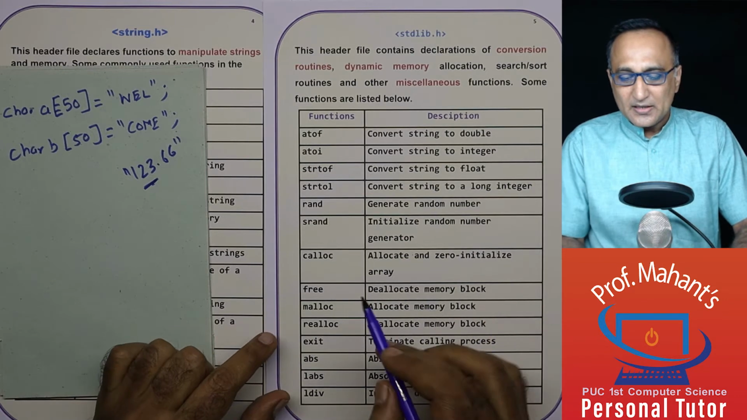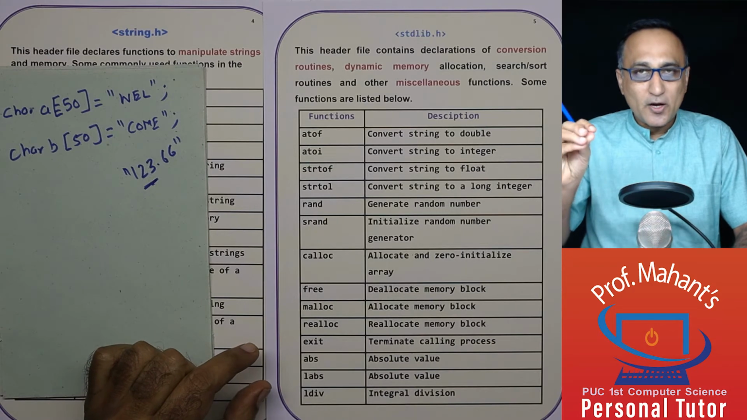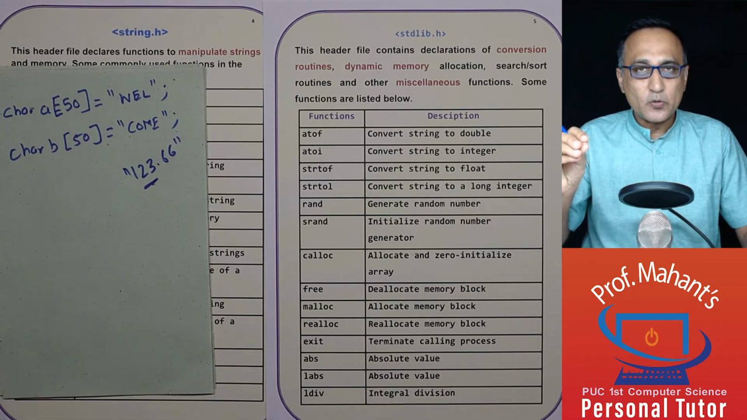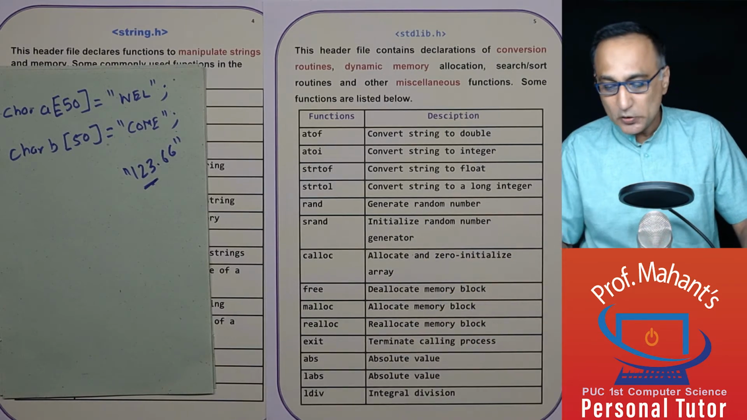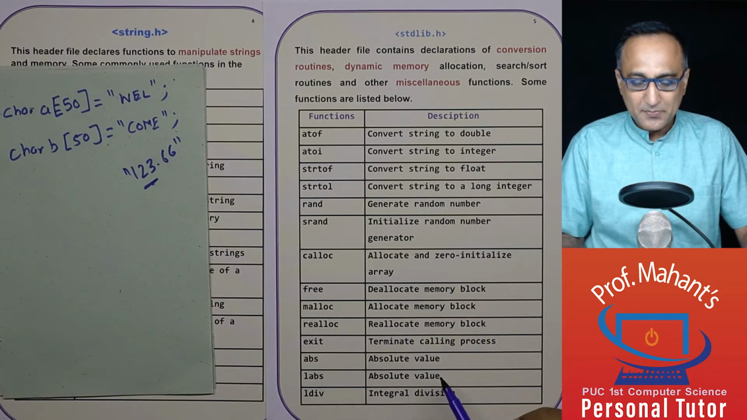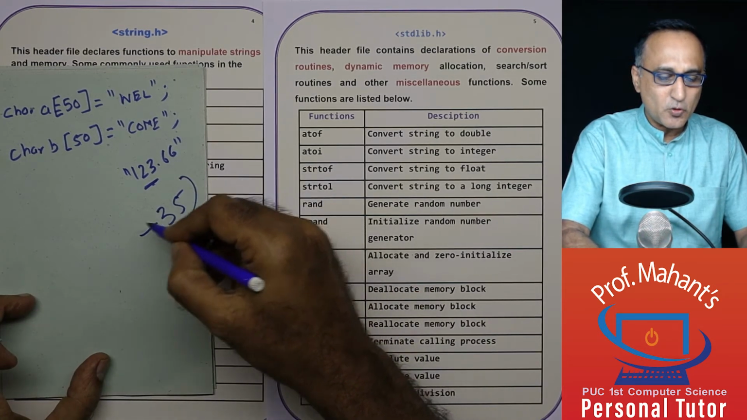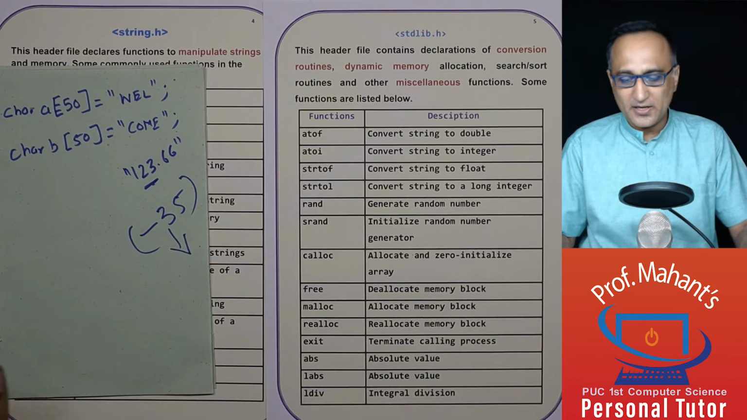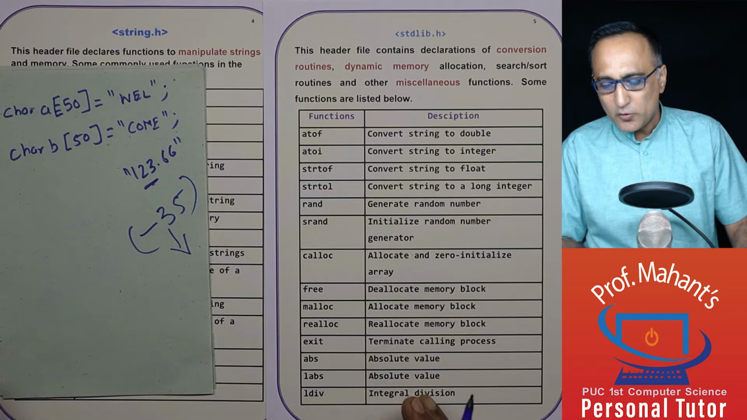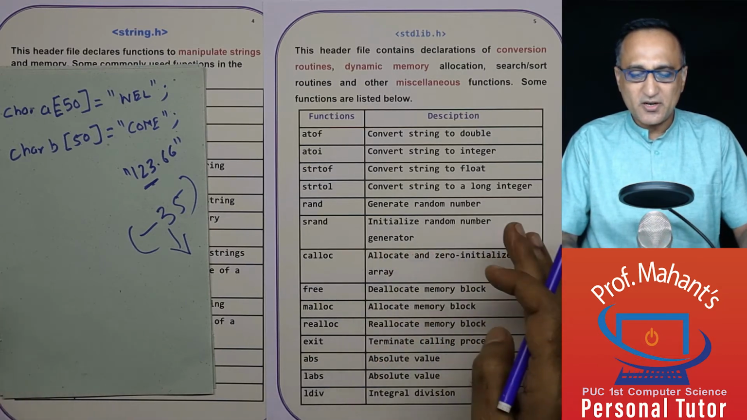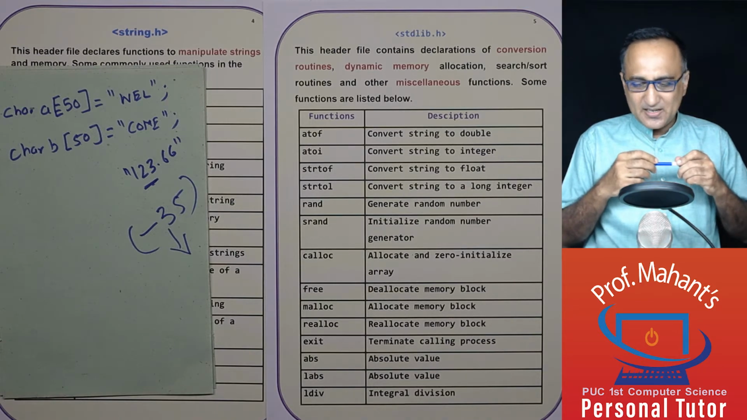Then calloc, free, malloc, realloc, these are all functions used to allocate main memory as you are running your program, free the memory when you're not using it, and so on. This you'll get to learn in your 12th. abs is used to find the absolute value of a number. Suppose it's minus 35, the absolute value will just give you plus 35. It will ignore the sign. Then you can reallocate memory, you can generate a random number, and so on. So these are some of the functions available in standard library.